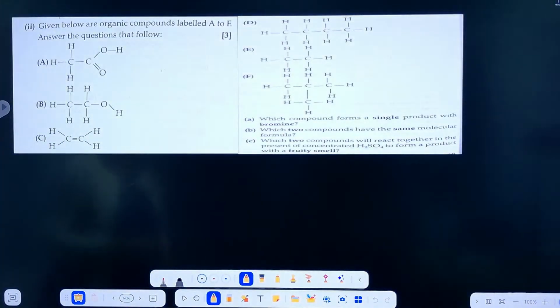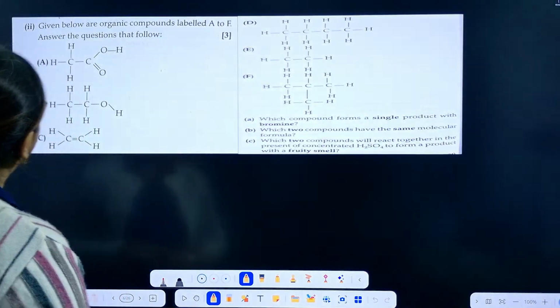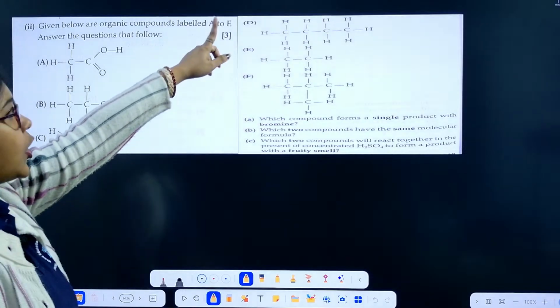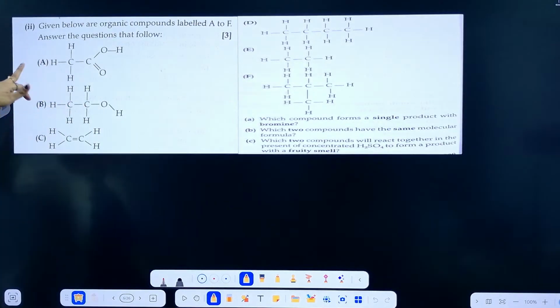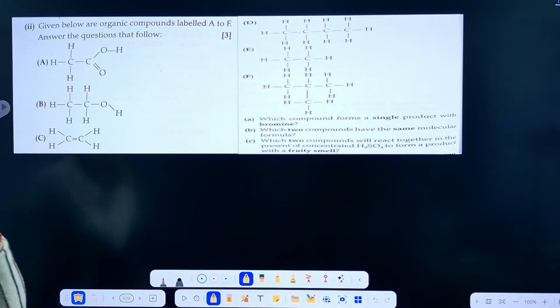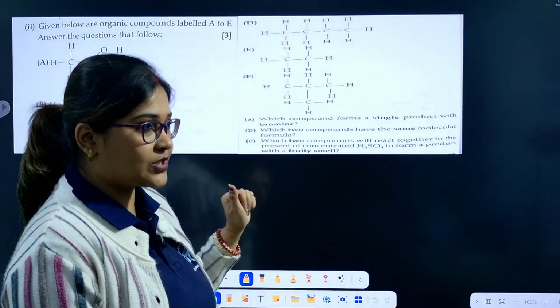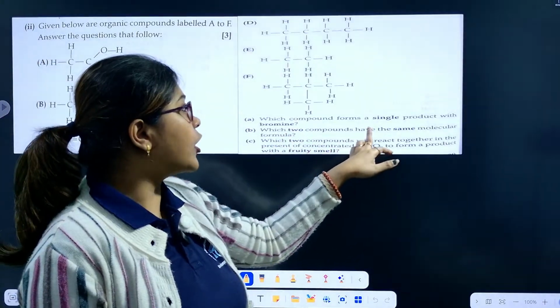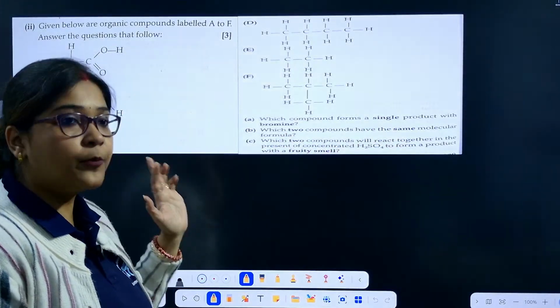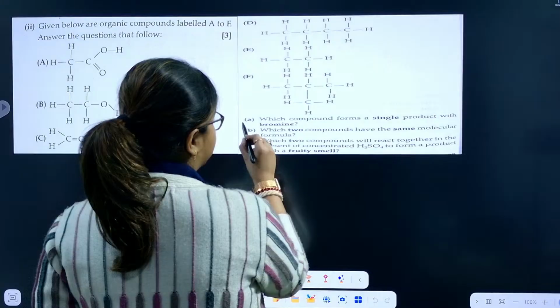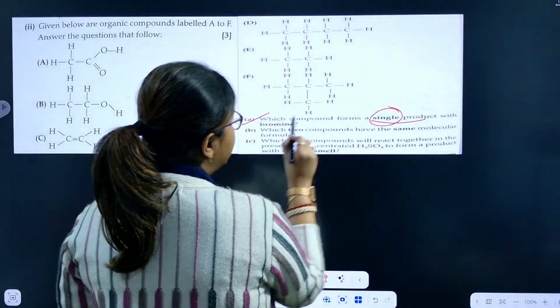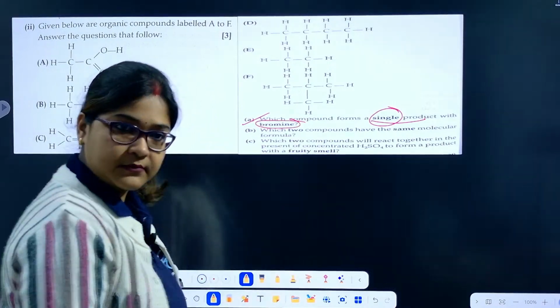Okay. Now moving on to the next slide. If you see, this also came in ICSE 2025. You have 6 organic compounds given, labeled as A to F. You have to identify, there are 3 questions given. The question is, which compound forms a single product with bromine? If you see the first question, which compound forms a single product with bromine, right?